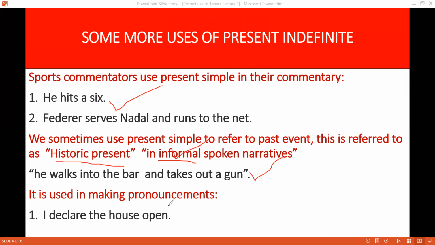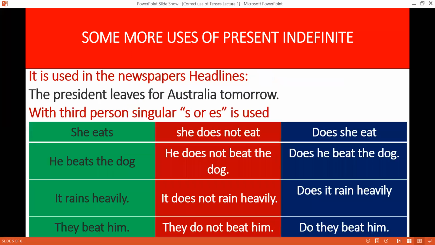It is used in making pronouncements. I pronounce you husband and wife. I declare the house open. Often you have seen for the seminars, for the games, and for the debate houses, the presiding officer pronouncing it in a present simple. So it is used in the newspaper headlines. Always you have seen the newspaper headlines are in the present simple tense.